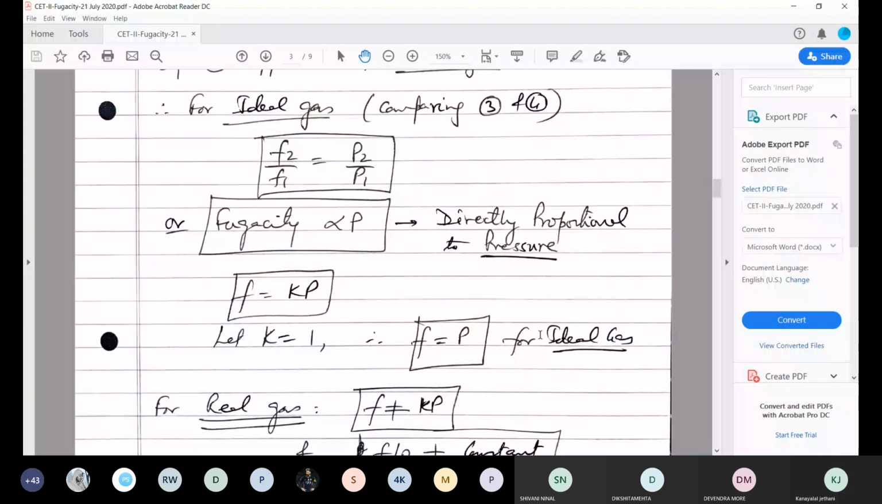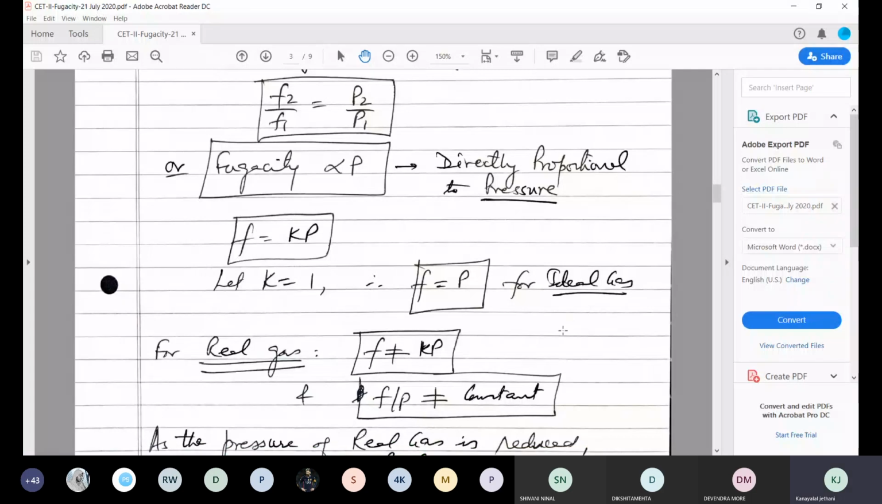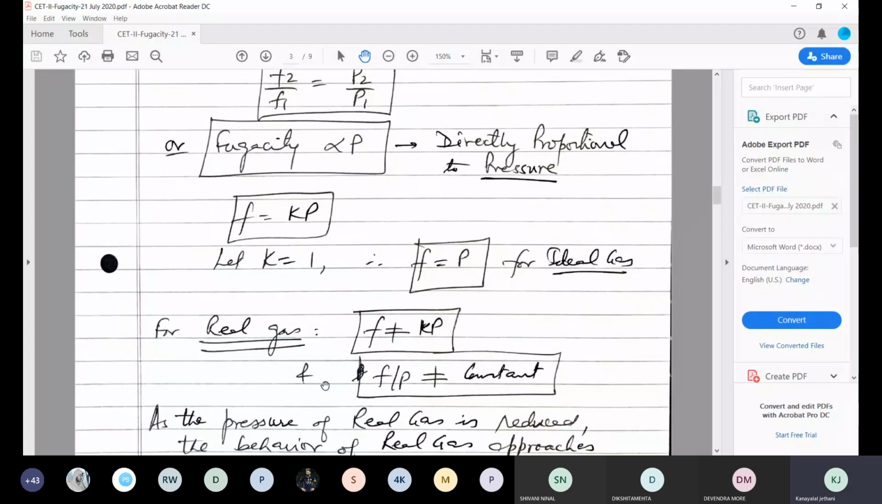Okay? And for real gas, F is not equal to KP. We cannot take K equal to 1 for real gas. It is only for ideal gas, K is equal to 1. Right? Or we can say that F by P is not equal to constant for real gas. But for ideal gas, it is equal to constant, which is 1.